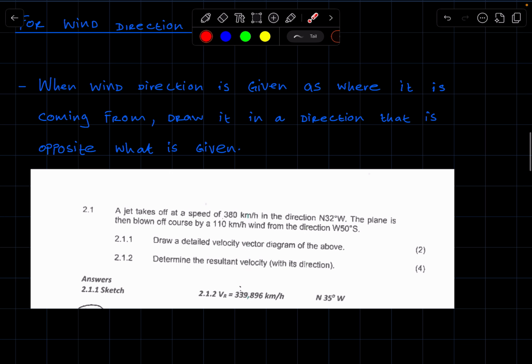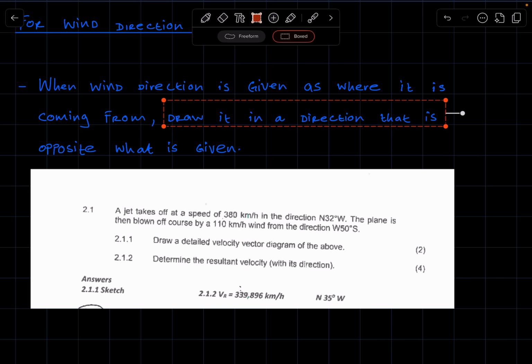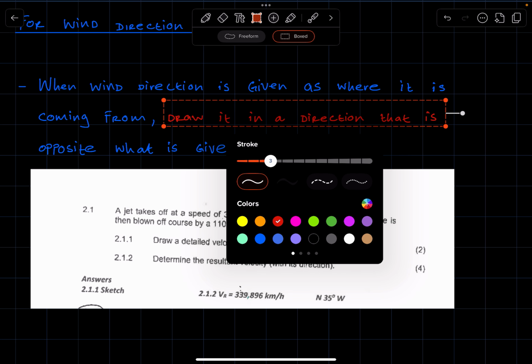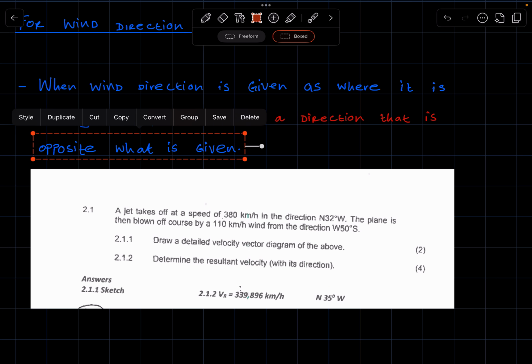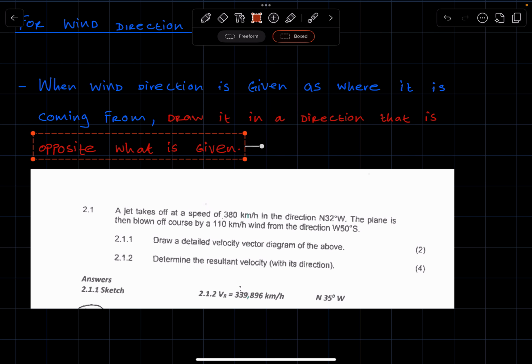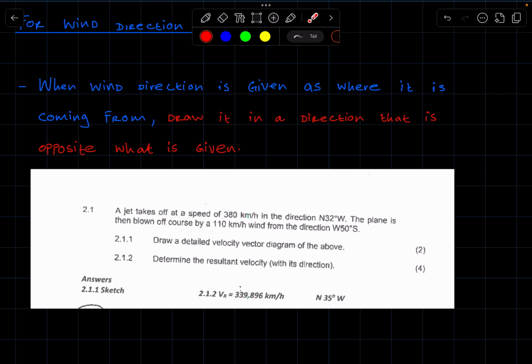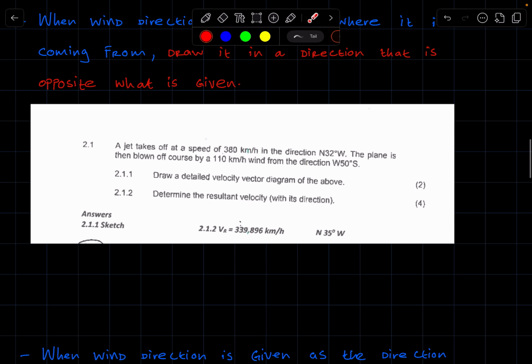Now, as I've stated here, if the wind vector is given from the perspective of where the wind is coming from, then you have to draw it on the Cartesian plane in a direction that is opposite what is given. So for instance here, the wind is coming from the direction west, 50 degrees south. Because the wind direction is given from the perspective of where the wind is coming from, we have to get the opposite direction of this.